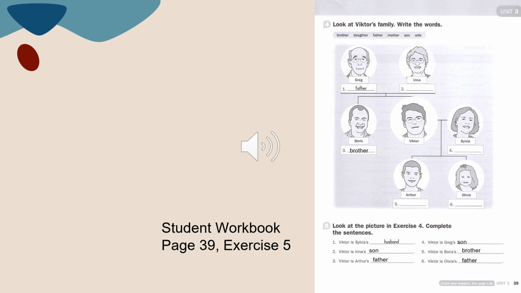These are the answers to exercise 5. Victor is Sylvia's husband. Victor is Irina's son. Victor is Arthur's father. He is Greg's son. He is Boris's brother and Olivia's father.